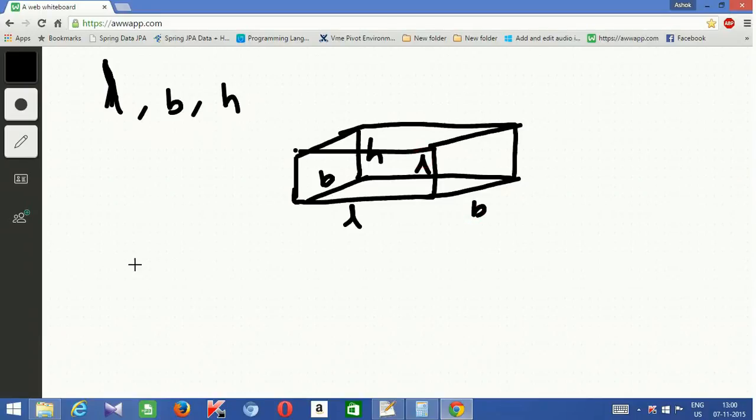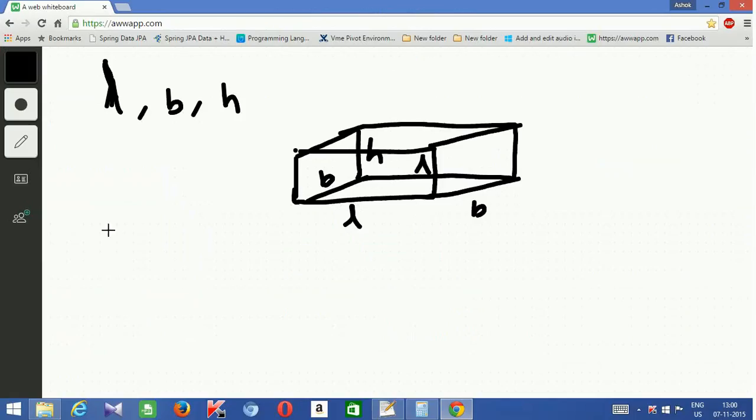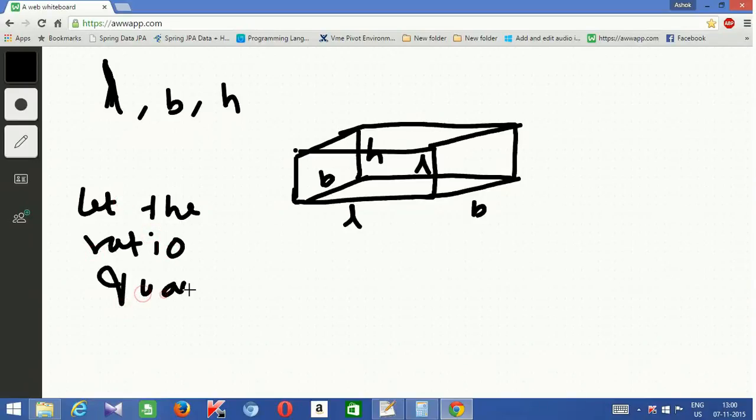The ratios are not the absolute values. A ratio is the comparison of the quantities between length, breadth and height. So your first task here is to find the absolute values. It is given that the edges of the cuboid are in the ratio 1:2:3 and its surface area is 88 centimeters square. Let the ratio quantity be x.